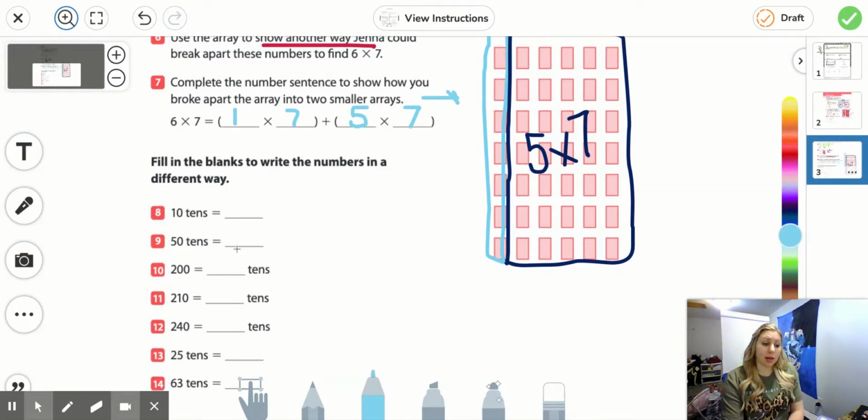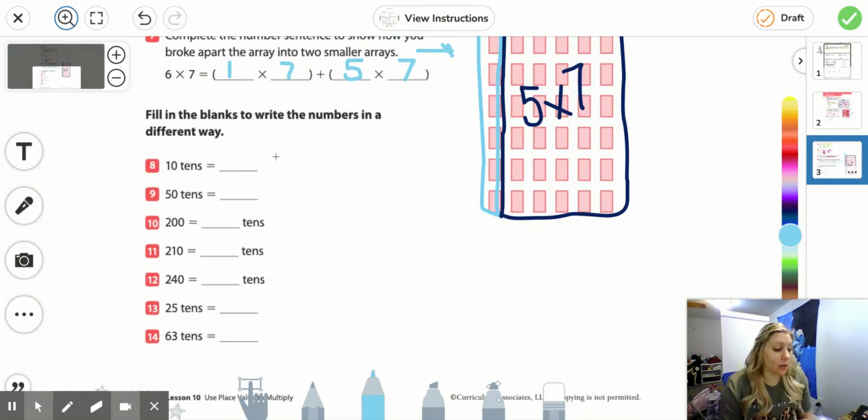Down at the bottom, we're talking a little bit more about place value. It wants us to write these numbers in a different way. For example, what is 10 tens worth? How much is 10 tens worth? Go ahead and write it in the chat. 10 tens. If I were to ask you, what is the value of 10 tens? What would you tell me?